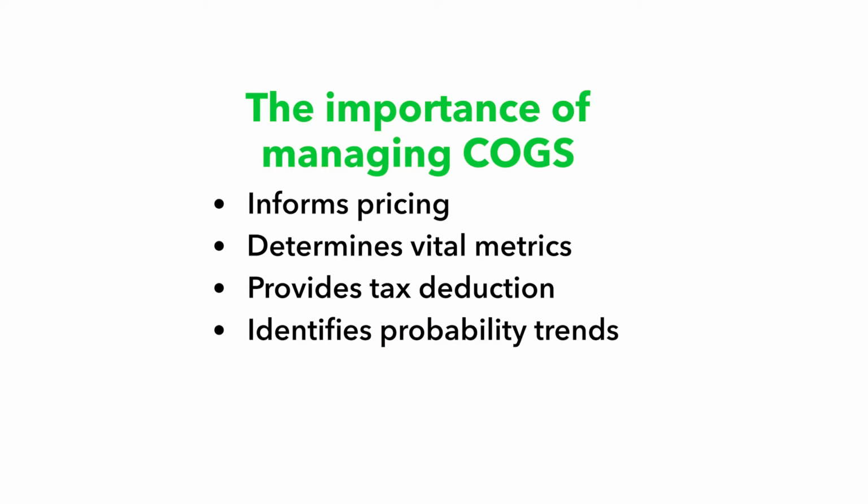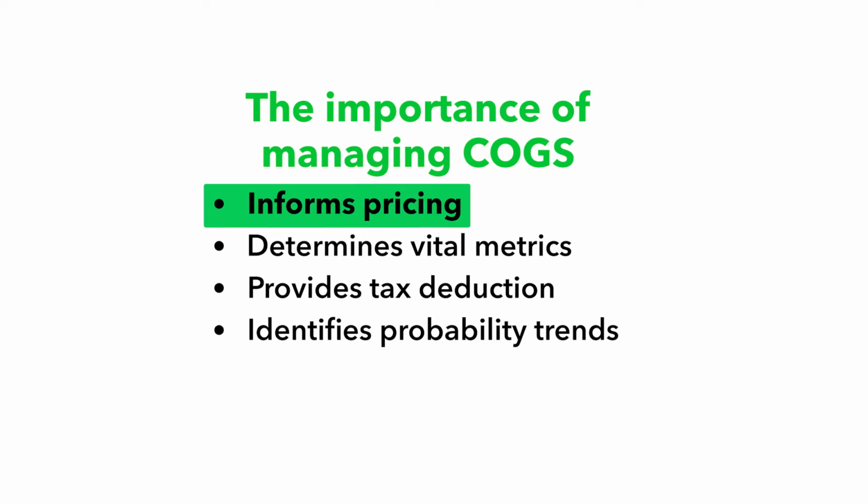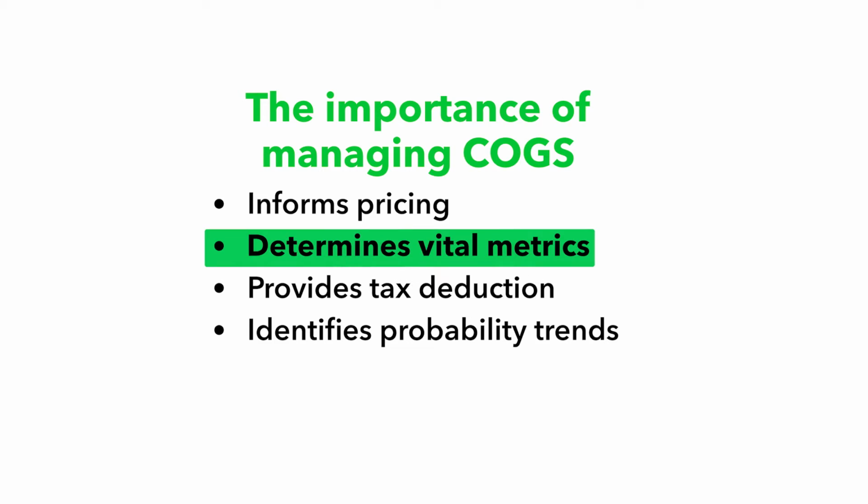Knowing and managing the cost of goods sold is important because it shows you precisely how much you have to charge in order to maintain a healthy profit margin. And this can inform pricing strategy. It's also one of those numbers that can tell you a lot about your business. For example, it can help you work out vital metrics like gross margin and inventory turnover. And it can also help you identify if your production costs are too high.